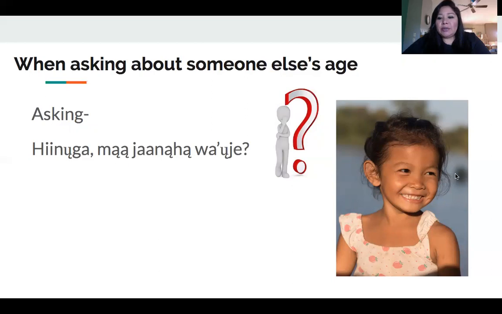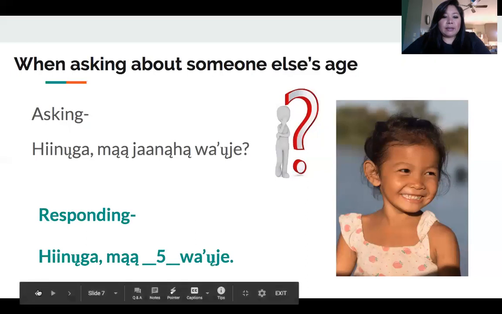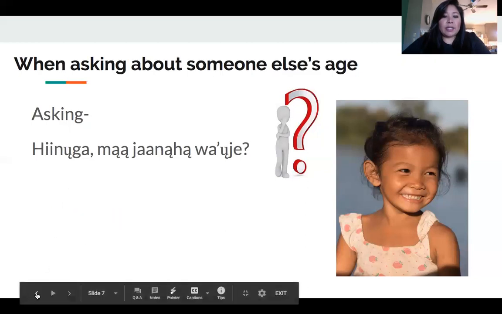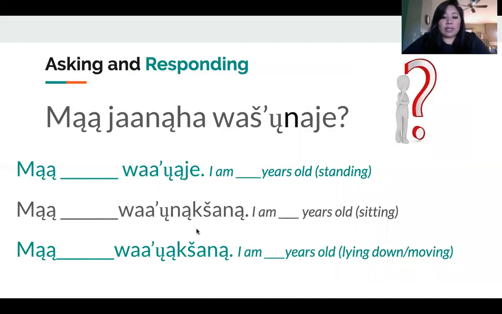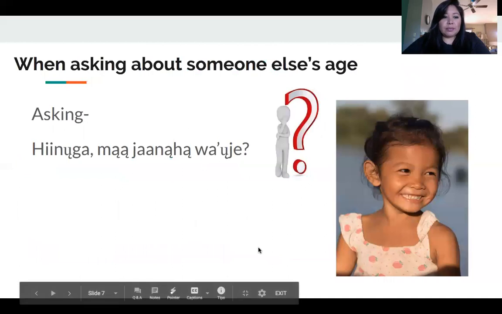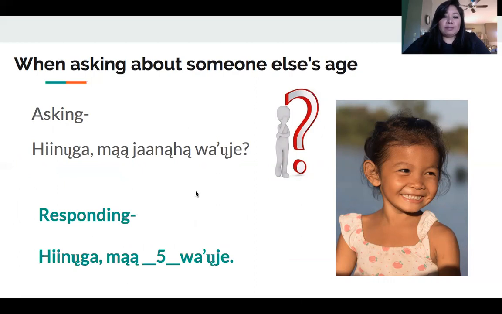Now let's say we were talking about Hinu. So this is Hinu and I'm talking with you and I haven't seen Hinu for a while. So I'm going to say, hey, Hinuga Ma Janaha Waunje. You would then respond with, oh, Hinuga Ma Sacha Waunje. She's 5 years old. So if you notice, when you are telling me how old you are, you're using the Wa Wanjade. But if we're talking about, say, Hinu, Kunu, or whoever we're talking about, you're just going to say Waunje. There's no two A's, just one A, okay? So Hinuga Ma Sacha Waunje. She's 5 years old.